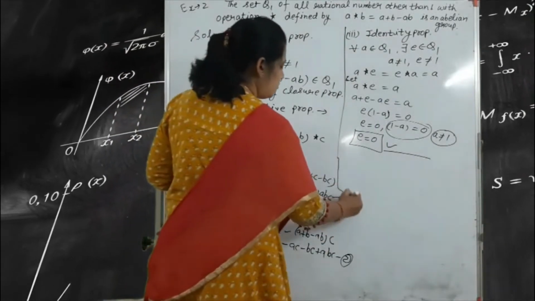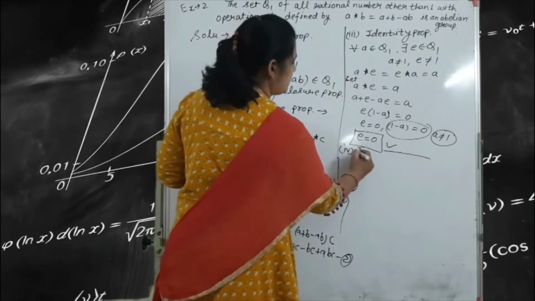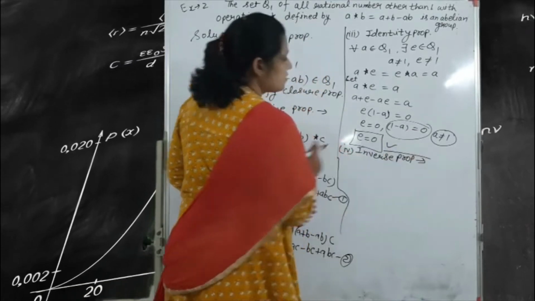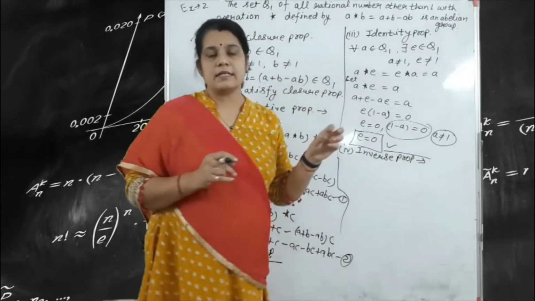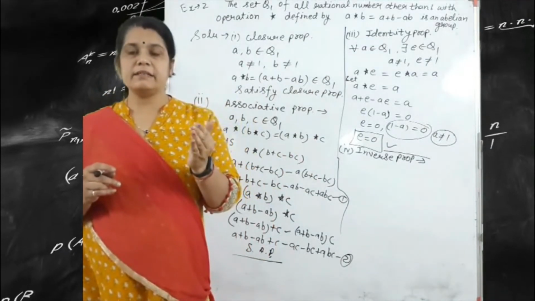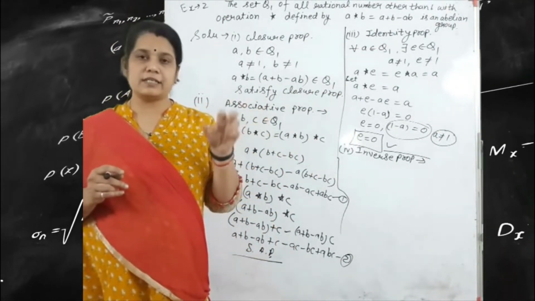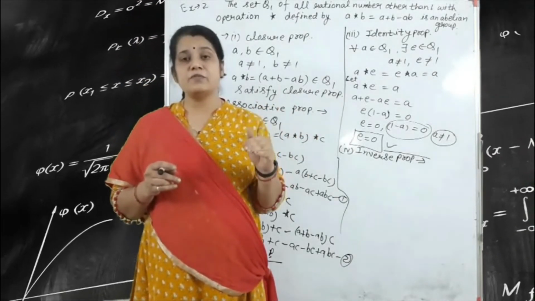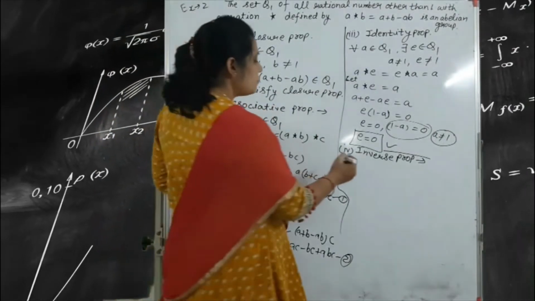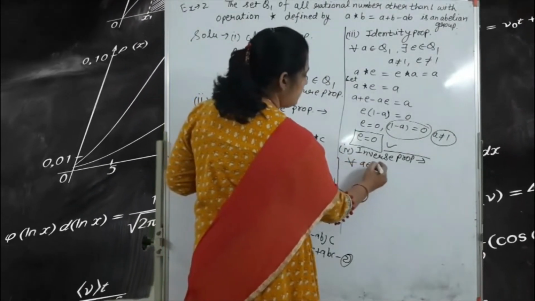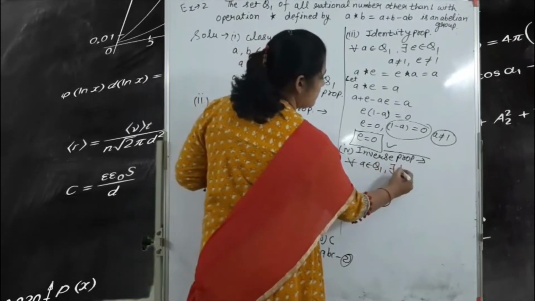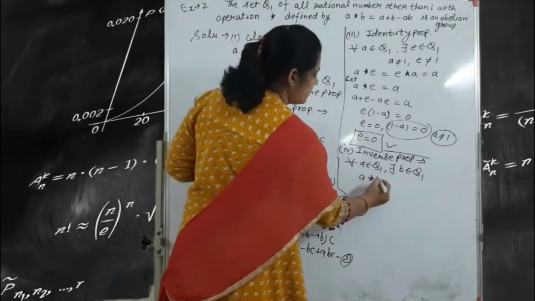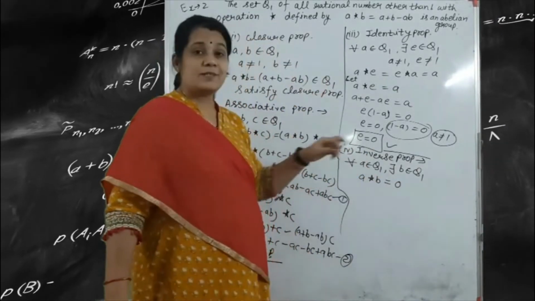Fourth one is the inverse property. So what is the process for finding the inverse? The process is that we consider two elements and operate with the given star operation. If we consider the element A and its inverse, we get the identity element. So for all A belongs to Q1, there exists B belongs to Q1, and we get A star B is equal to what? 0, because 0 is the identity element.